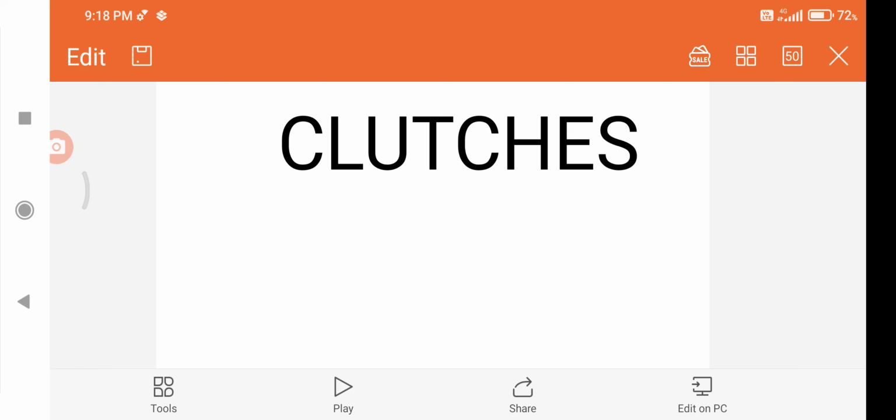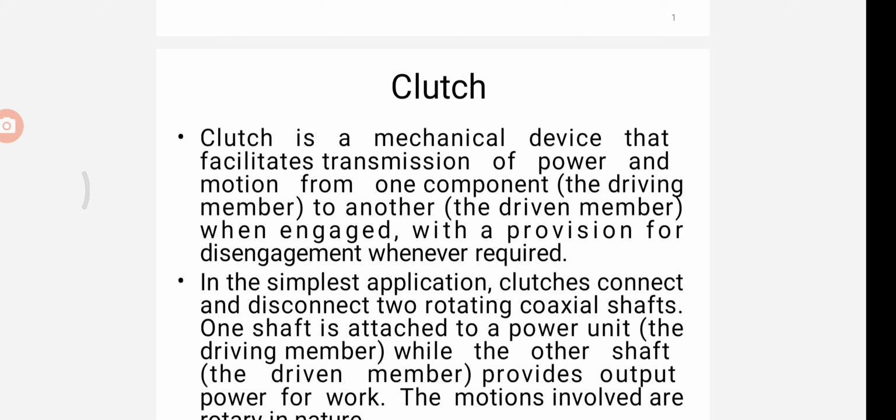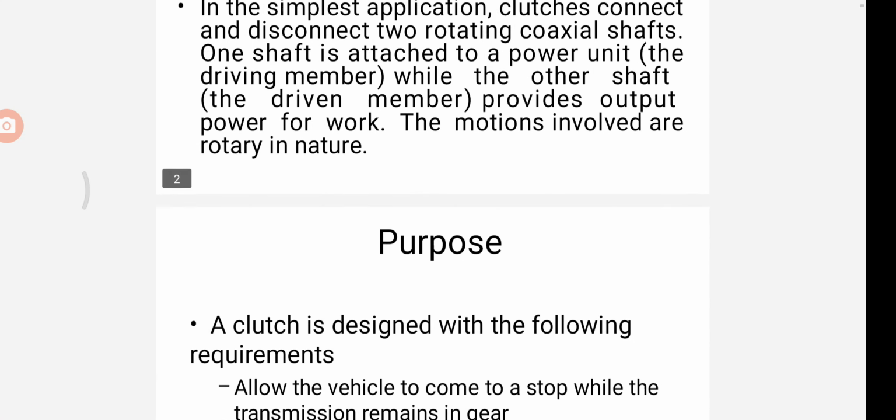So the clutch acts as one of the important components in automobiles. In its simplest application, it connects and disconnects two rotating coaxial shafts. One shaft is attached to the power unit, that is the driving member, while the other shaft is connected to the driven member. So it provides output power for work. The motions involved are rotary in nature. So this is the use of clutches.